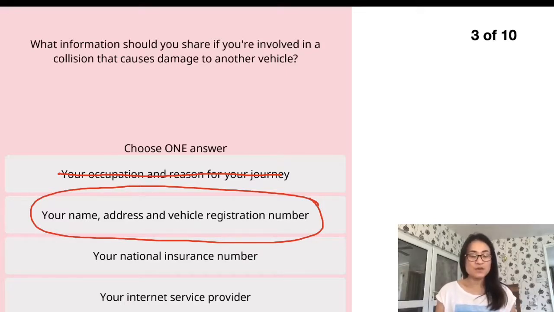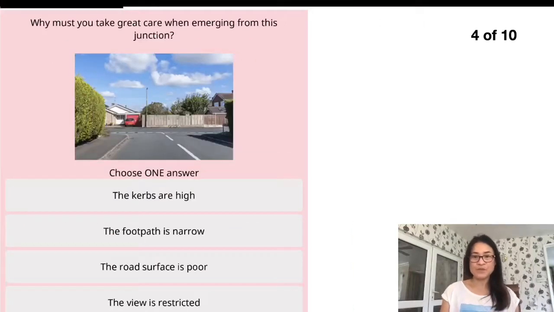Third one said your national insurance number. This probably will be needed for work, not really for the accident. The last one said your internet service provider. I hope you're not confused with the last choice that they give to you. So the answer is your name, address, and vehicle registration number.